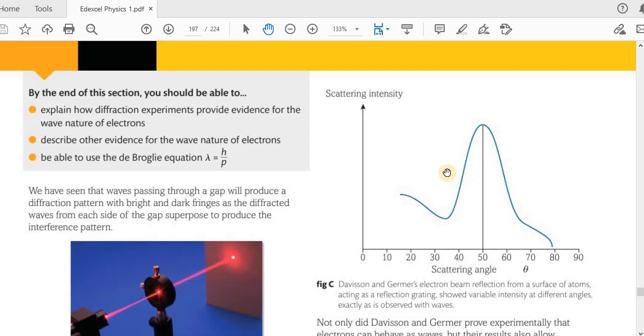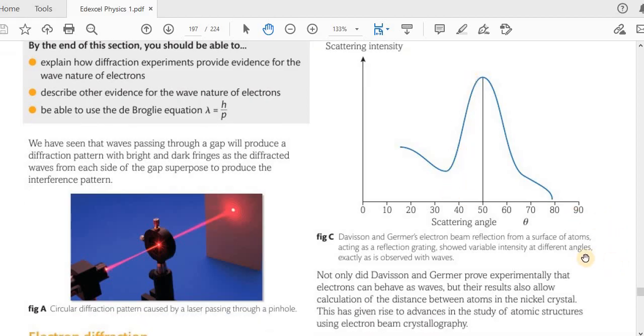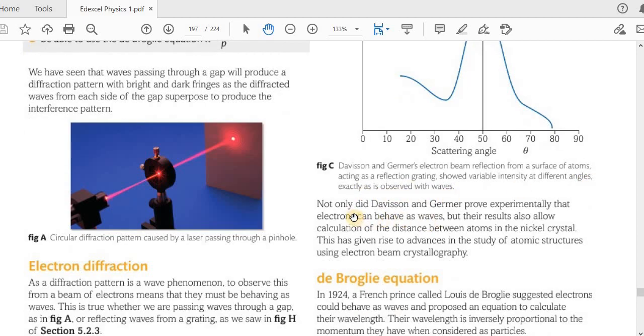Now remember, in the case of waves also, the brightness of those fringes decreased from the center. We saw it when we saw the diagram for the diffraction grating, where we saw the central fringe had the highest intensity. So here also you can see the intensity is generally decreasing. So we can see variable intensity at different angles, exactly as is observed with waves. Not only did Davisson and Germer prove experimentally that electrons can behave as waves, but their results also allow calculations of the distance between atoms in the nickel crystal.